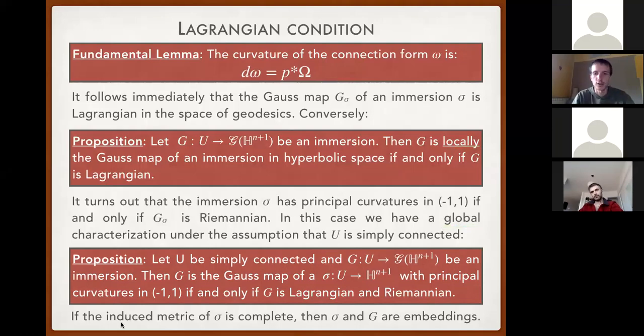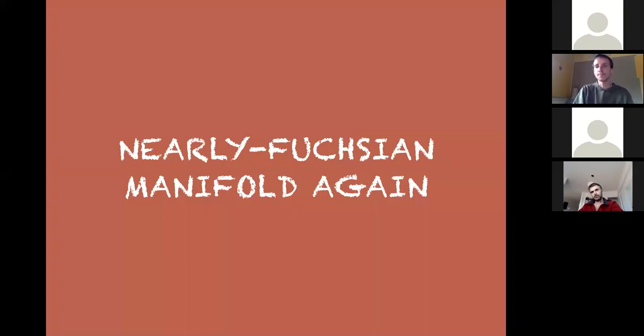This is maybe not as important, but if the induced metric is moreover complete, then both the immersion and also the Gauss map are necessarily embeddings. This just enables us to talk about embedded submanifolds and not just immersions. It's a little better in terms of giving our statements. Okay, so this is all I wanted to say about the geometry of the space of oriented geodesics.